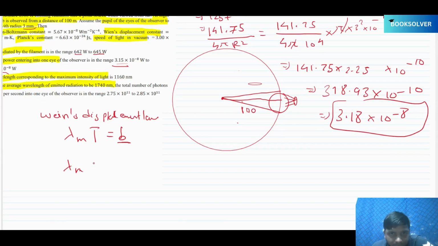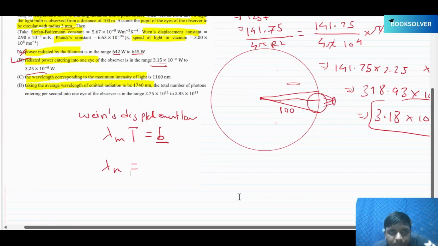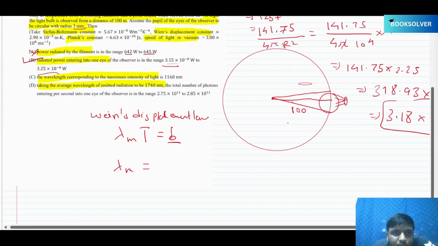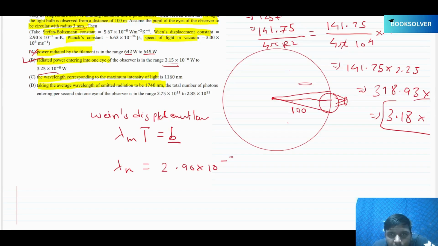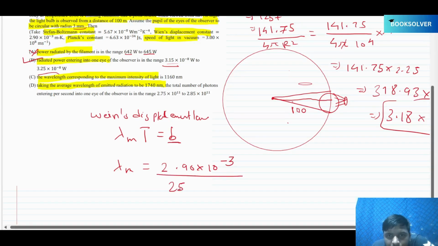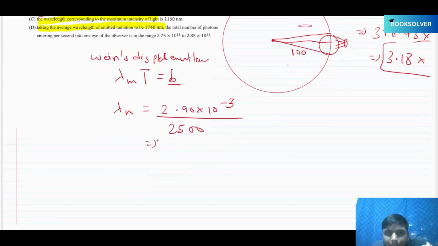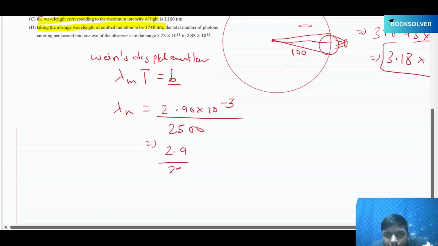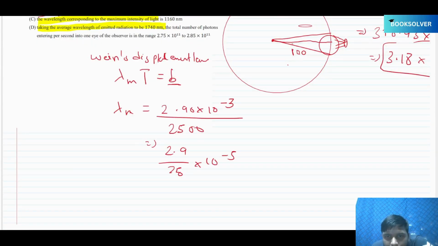Temperature given here is 2500 and our b, where is our b given? b is given as 2.90 into 10 to the power minus 3. So 2.90 into 10 to the power minus 3 divided by 2500. So what will it give us? 2.9 by 25 into 10 to the power minus 5.